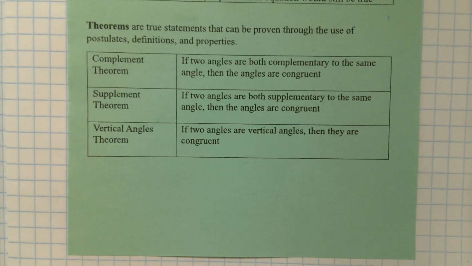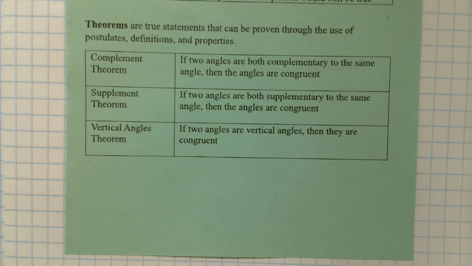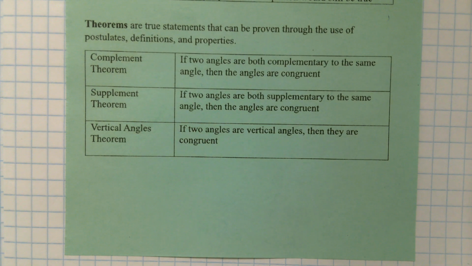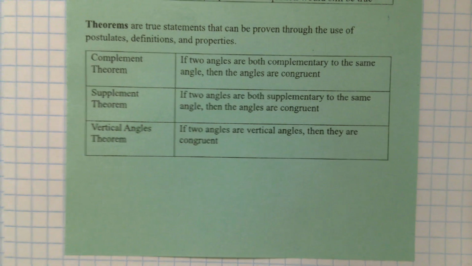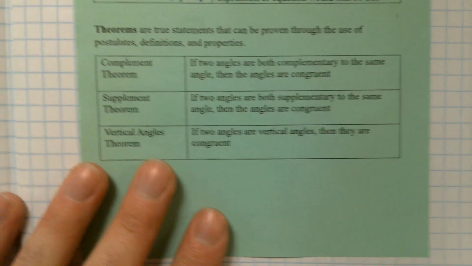And we saw this a lot with our parallel lines, right? All of my acute angles are supplementary to all my obtuse angles. Therefore, all my acute angles are congruent, right?